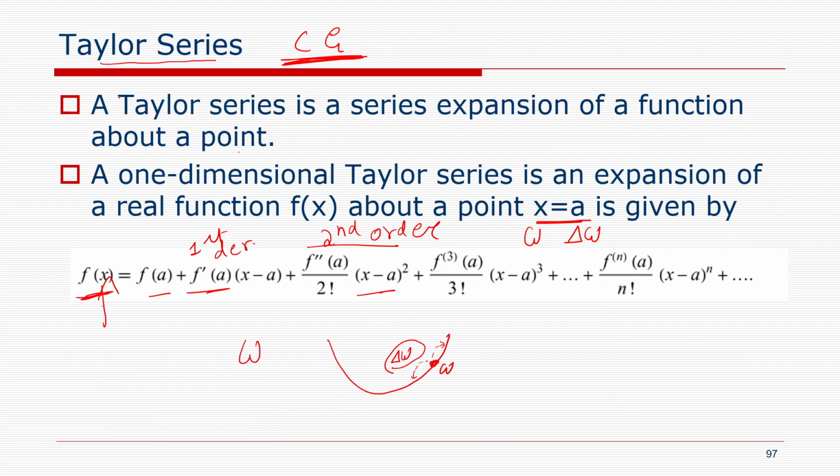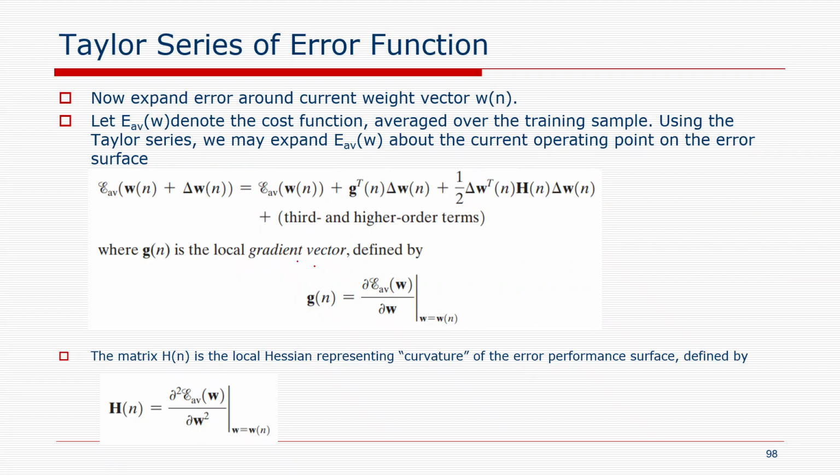Now, this is just a simple explanation of the Taylor series. Same thing, we now apply it to neural networks and the weights. As I said, we know currently our weight vector is W of n. Now we have to update this by delta W of n, but in such a way that my average error becomes lesser. That is, E_av of W denotes the cost function, the average error over the training sample.